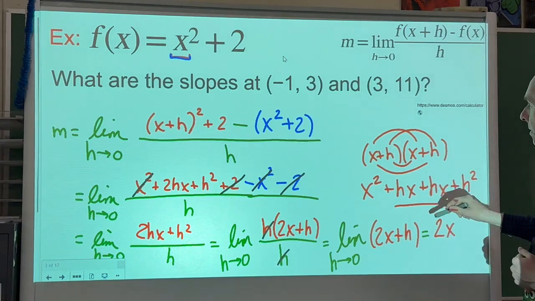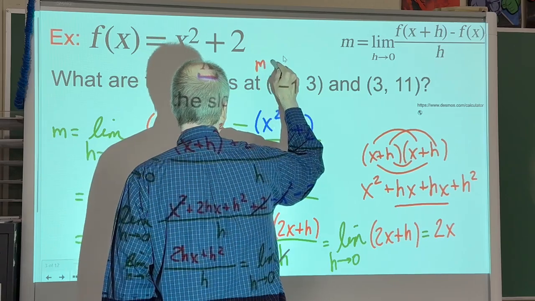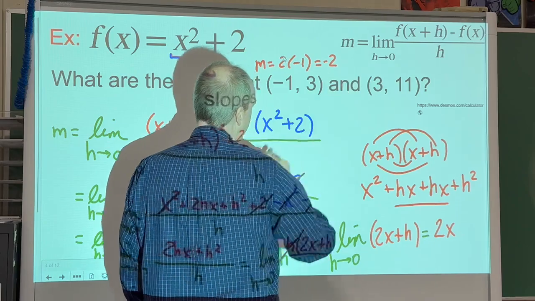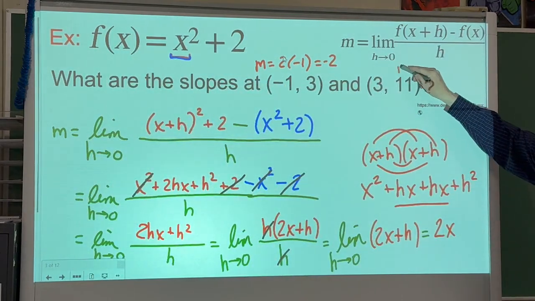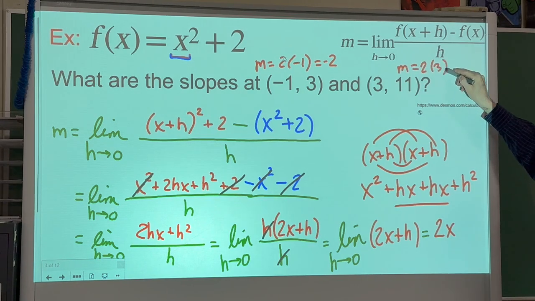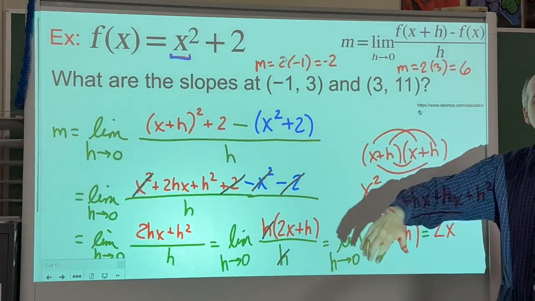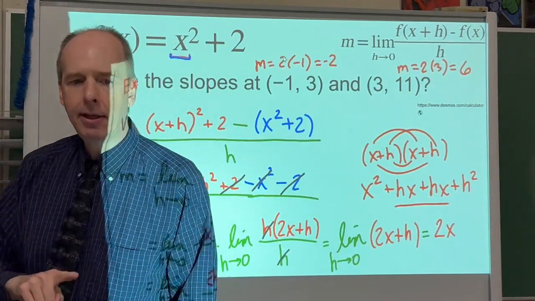You have two different points. Your first point is -1. So the slope at this point would equal 2 times -1, which is -2. Our slope at this point would be 2 times 3, which is 6. Quicker than doing a difference quotient for this point and doing another difference quotient for this point. You can now use that slope 2 times x for any x value to get the slope at that point. That's called a derivative.